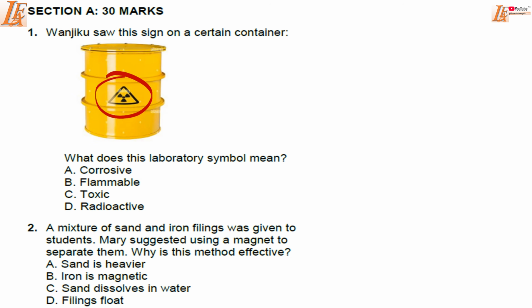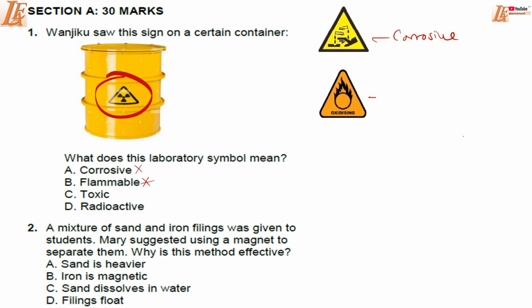A, corrosive. This is not the sign for a corrosive substance because corrosive substances are represented by a symbol here on the screen. Then B, flammable. This is not the symbol to represent flammable substances because flammable substances are represented by a symbol which looks like this. And then C, toxic. This is not the sign which represents a toxic substance because toxic substances are represented by a symbol which looks like this.